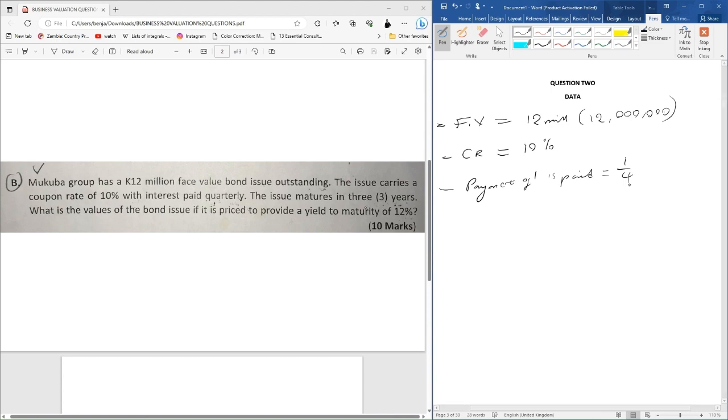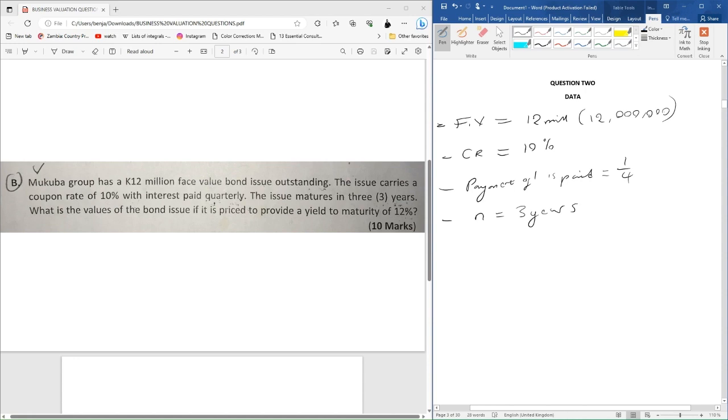Then the issue matures in 3 years. So the number of periods is basically 3 years. Whether you use the letter N or the letter T, time periods or number of periods, it's just one and the same thing. In the formula we're going to actually use both N and T, but they mean the same thing. So the number of periods here is 3 years.